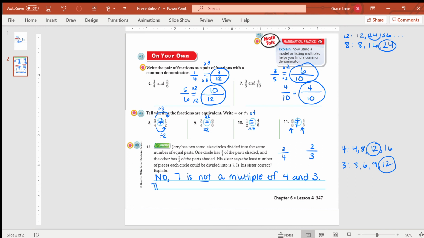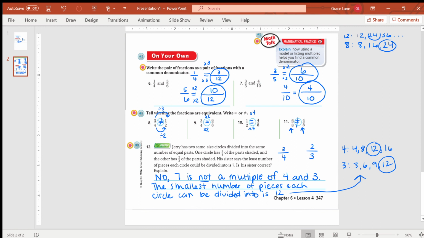So you could say the smallest number of pieces each circle can be divided into is 12, because 12 is a multiple of 3 and 4, a common multiple.